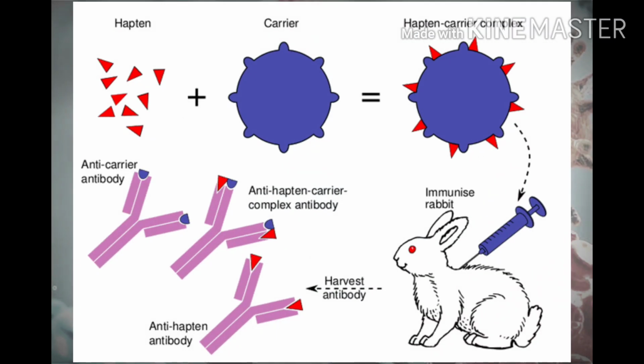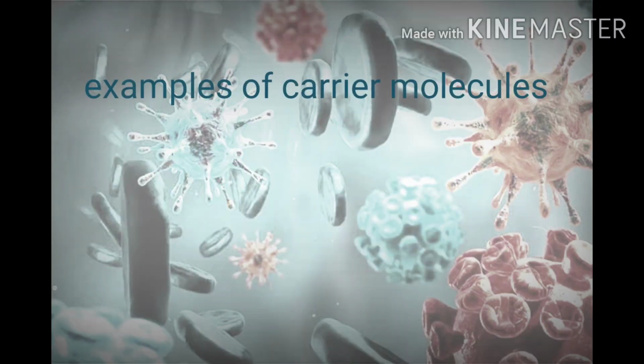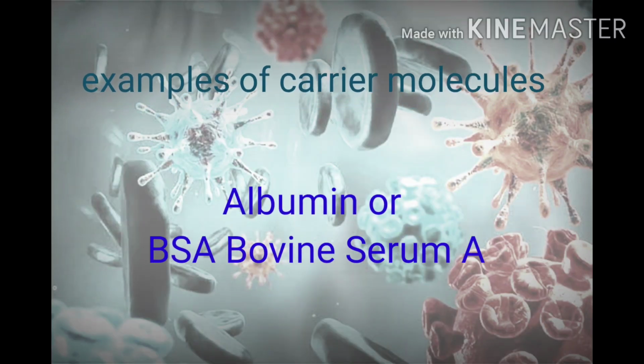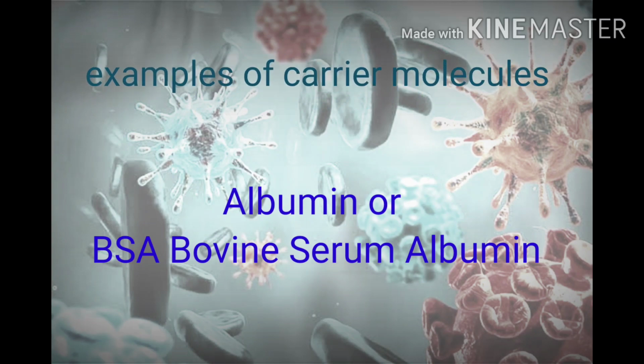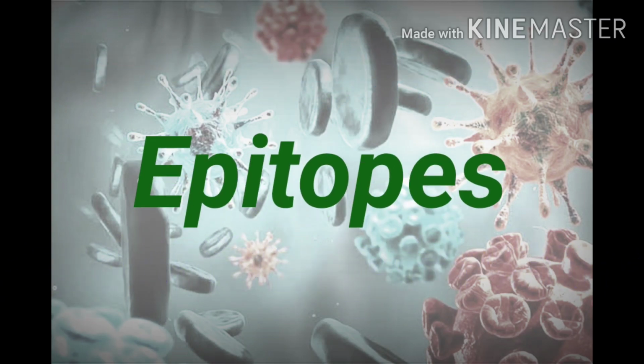When hapten molecules bind to a carrier molecule, it becomes a hapten carrier complex, and when an animal gets immunized with this hapten carrier complex, the antibodies that are harvested comprise anti-carrier antibody, anti-hapten carrier complex antibody and anti-hapten antibodies. Examples of carrier molecules: albumin or BSA, bovine serum albumin.